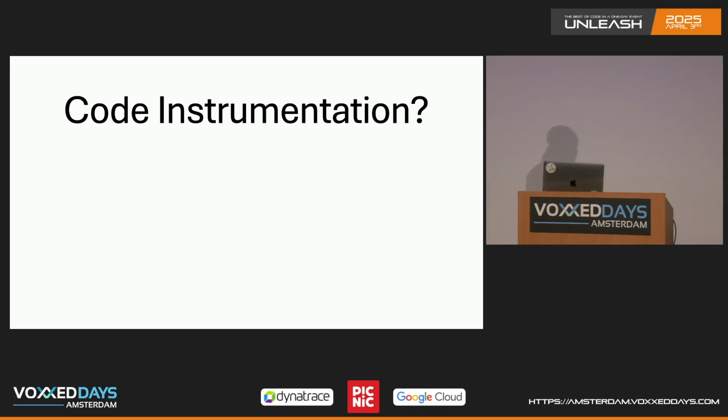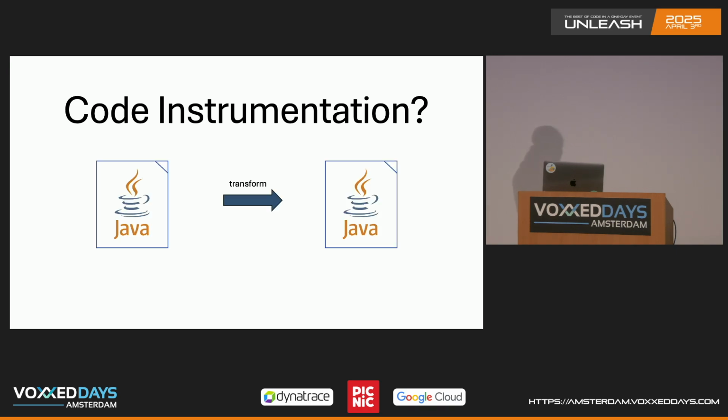So, what is code instrumentation? Code instrumentation means, in its most basic form, taking some Java code or some Java application and transforming it into another application. You could see this like when I work on my application, I'm essentially transforming the code all the time, and then I'm maybe pushing it to Git or somewhere else, and thereby modifying the code and also transforming it.